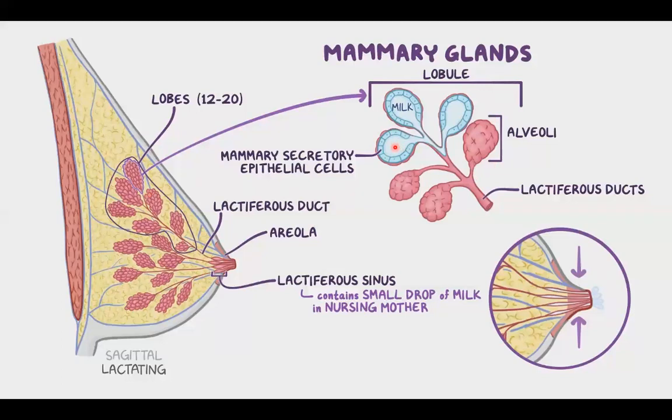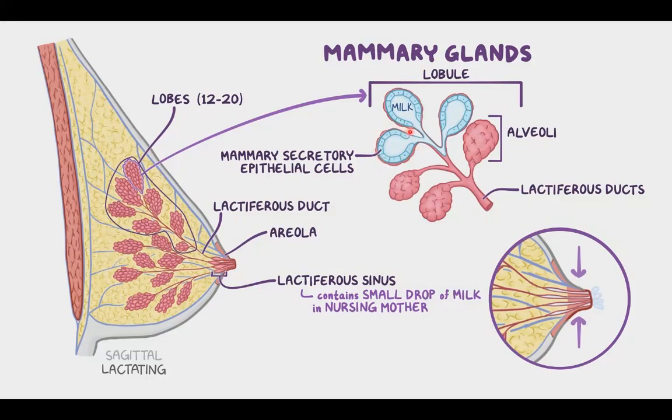Here is something that is so important for MCQ questions, in my opinion. You have to know that these alveoli contain secretory epithelial cells that are producing milk. The milk production is from prolactin. Again, lactin means like lactose, it means milk. The milk production is from prolactin.